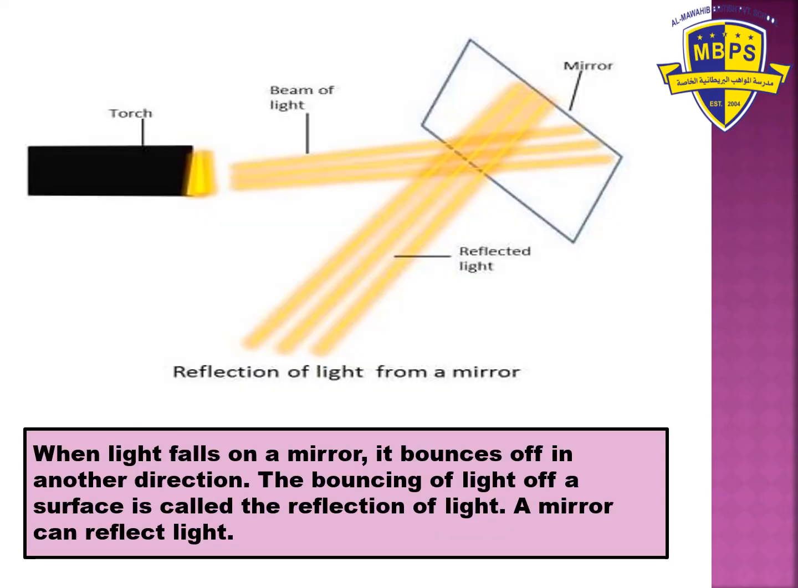So in this slide you can see the torch is the source of light. When light falls on a mirror, it bounces off in another direction. So that bouncing of light off a surface is called the reflection of light. A mirror can reflect light, as you can see in this picture very clearly.